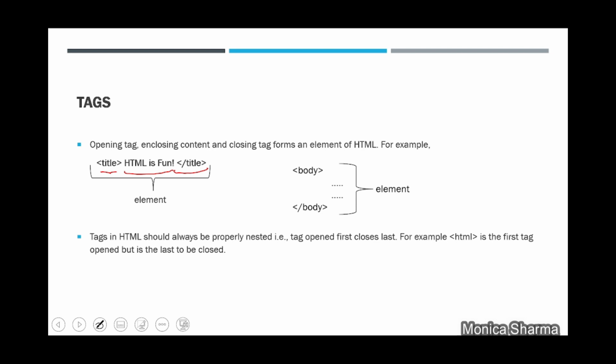But the first tag to be closed will be the title tag, then the head tag. Then we again begin with the body tag and all the elements inside that body tag are written. Finally, the body tag is closed. After that, the HTML tag is closed. So it's always nested. The one that is opening first is closing at the end.